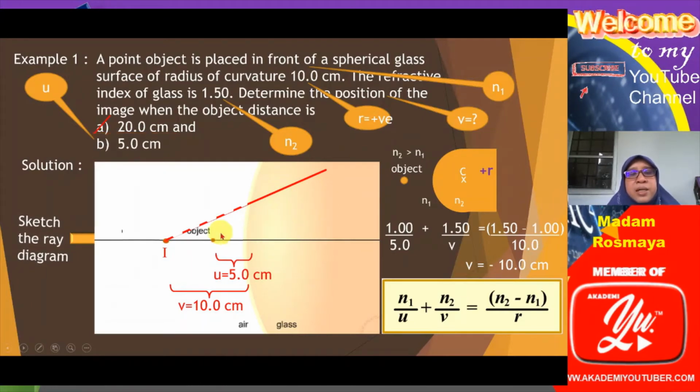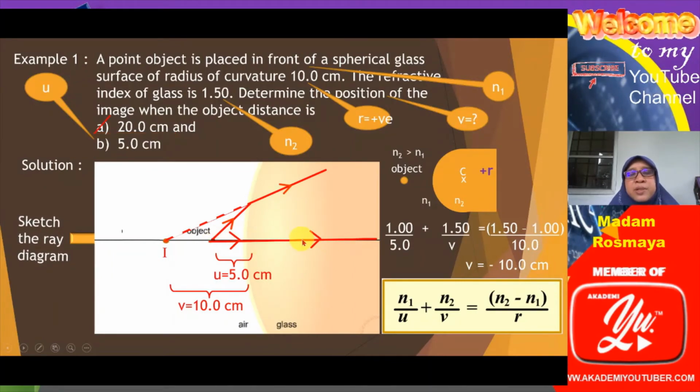The ray must come from the object, so you draw another line. It's a solid line because this is not an imaginary ray. This is the actual ray. So the ray comes from the object, then is refracted towards the normal in the glass medium. Okay, so you draw an arrow.